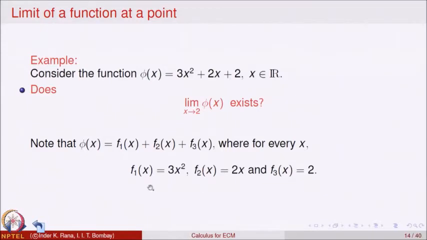And similarly, for f1, the limit of f1 as x goes to 2 is the limit of 3x square as x goes to 2. So, once again alpha f. So, 3 comes out. It is 3 times the limit of x square, which is equal to 3 times the limit of x, the whole thing raised to power 2. So, that is equal to 3 times 4, so that is equal to 12.